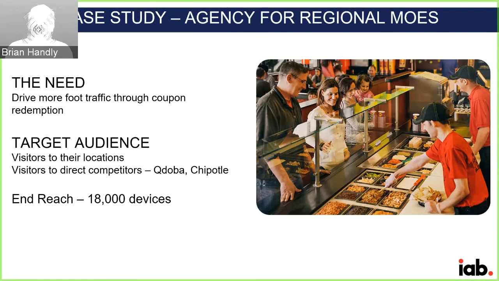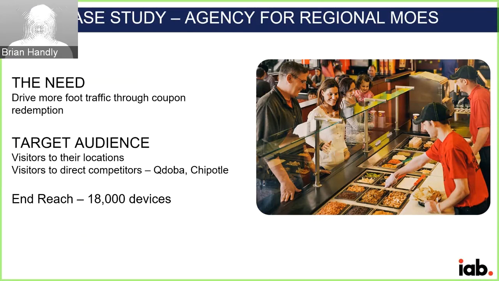The publisher, again, looked at their audience data and looked at any user that had been to a MOES previously and any user that had been to a competitor site like a Qdoba or a Chipotle. And they had about 18,000 devices that they could place around the MOES in that region. And the results were pretty good as well.